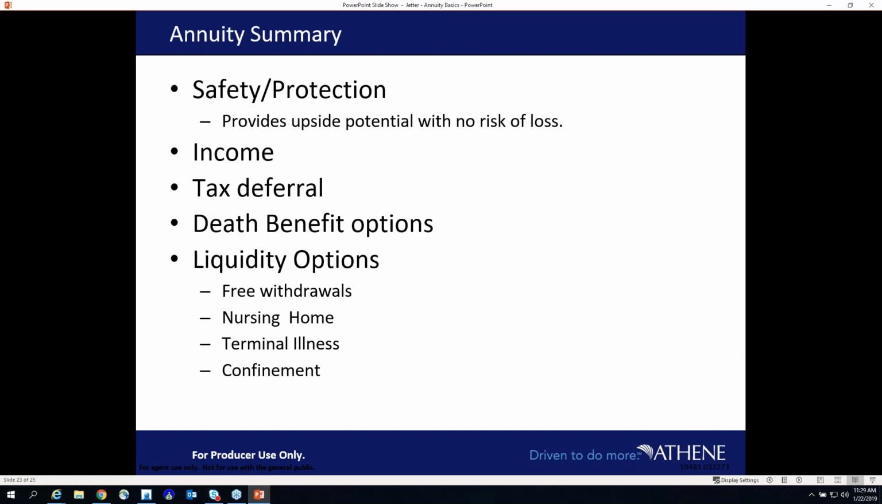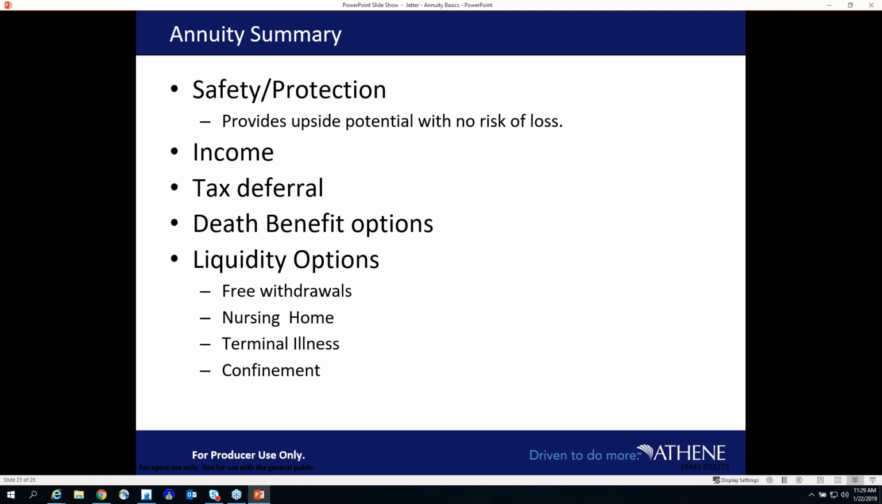So just to summarize, an annuity is going to help with safety and protection, and provides upside potential with no risk of loss. Again, all of our fixed index annuities have 100% downside protection. We do offer income riders that will offer guaranteed income for life. Annuities are tax deferred, so your clients will have the benefit of tax deferral. We do have a number of different death benefit options.